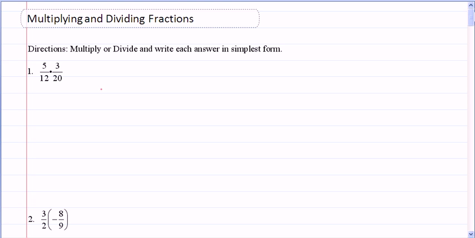In this lesson, you will learn how to multiply and divide fractions. So the directions are to multiply or divide and to write each answer in simplest form. So I will rewrite the fractions of 5/12 times 3/20. And to multiply, I'm going to take the numbers 12 and 20 and write their prime factorization.